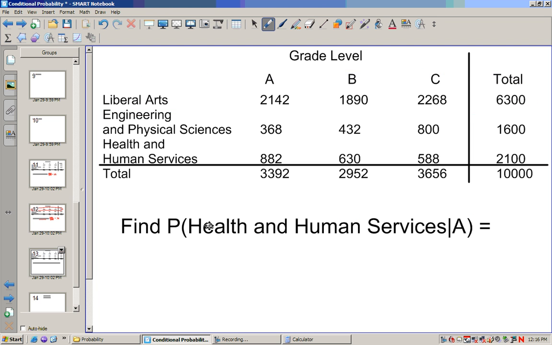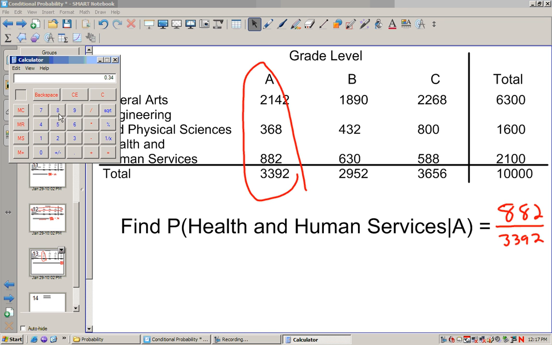What's the probability that it was from health and human services given the fact that it's an A? So we can reduce our sample space to just the A. That's 3,392. And what's the probability it's from health and human services? That's 882. So I take 882 divided by 3,392. It's 26%.